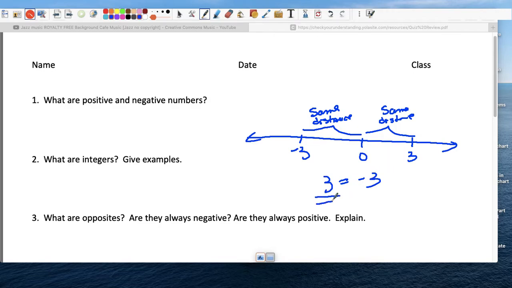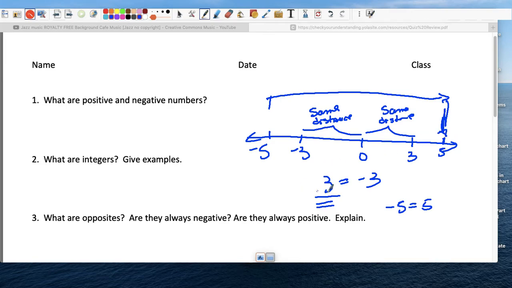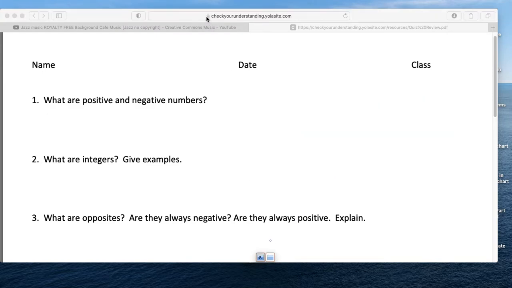So the opposite of 3 is -3. Well, it depends on what you ask first, right? If I ask for the opposite of -5, what's the opposite of -5? The opposite of -5 would be 5. So sometimes it could be positive, sometimes it could be negative, depending on the original number you're starting with.